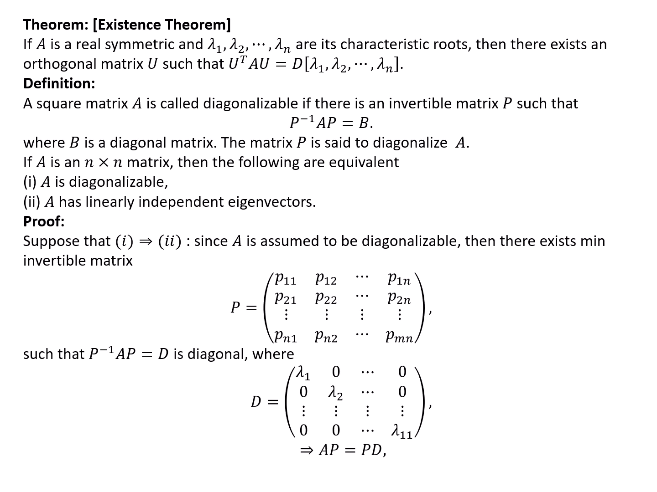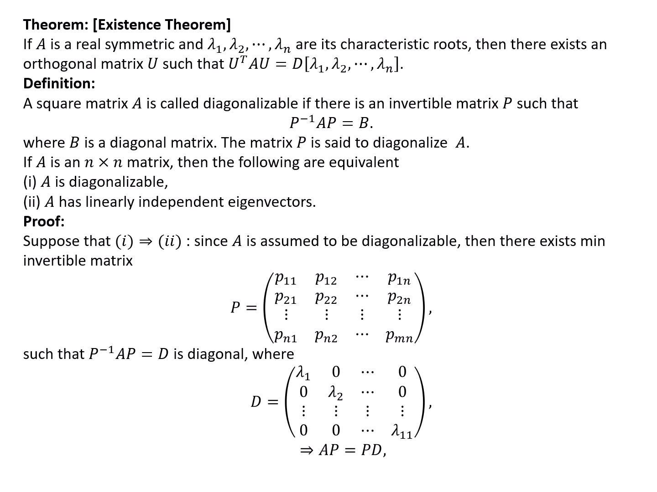Existence theorem. If A is a real symmetric matrix and lambda 1, lambda 2 to lambda n are its characteristic roots, then there exists an orthogonal matrix U such that U transpose multiplied by AU is equal to the diagonal matrix, which is given as D of lambda 1 to lambda n.